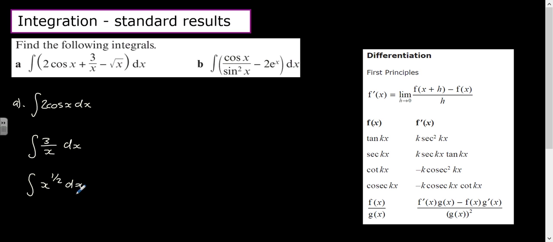Now you don't have to write this when you're doing this question, okay? All I'm doing is to illustrate how to integrate 2 cos x, how to integrate 3 over x, how to integrate x to the power of a half. This one you already know how to do.